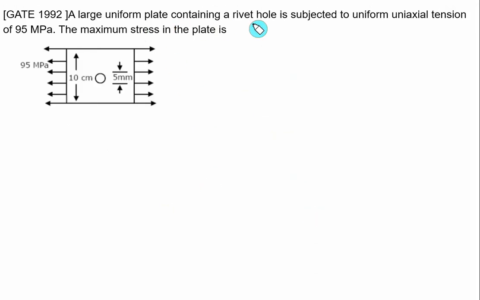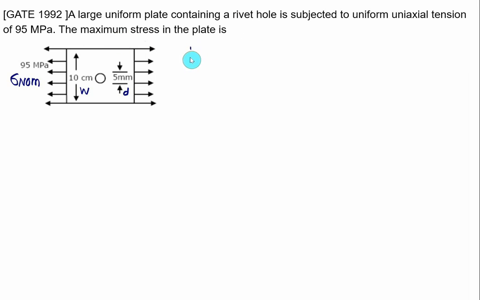A large uniform plate containing a rivet hole is subjected to uniform uniaxial tension of 95 megapascal. The maximum stress in the plate you have to find out. We have been given the width, that is 10 cm, and the diameter equal to 5 mm. But this value you are given is itself the nominal stress, because in this numerical the value of force is not given. So this value will be treated as a nominal stress, and no value of Kt is given.